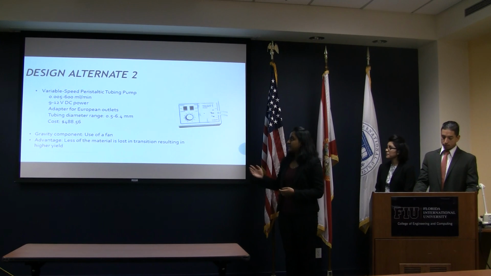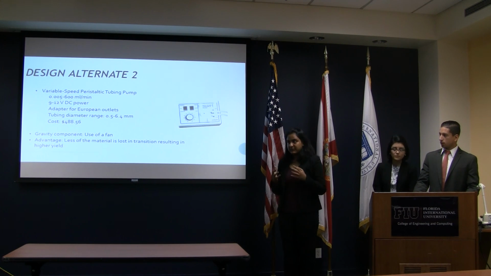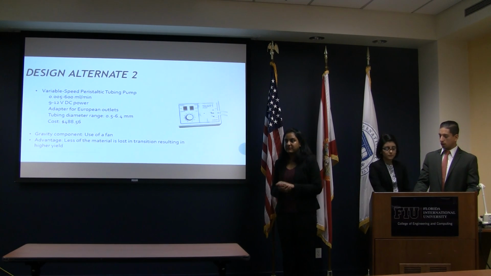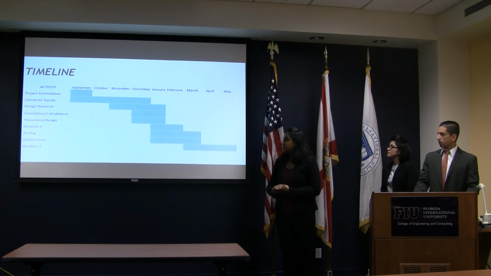The second part of this design is a gravity component. We're considering using a fan, so it could assist in getting the powder particles from one side to the other side with less material loss, which means less falling on the furnace due to gravity. Overall, once we have a pump and atomizer selected, we will design the entire system, like the pipings and all that. And this is the timeline for our project.